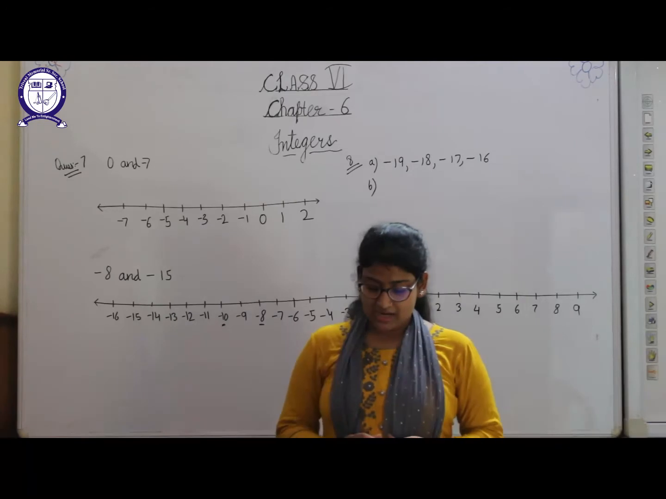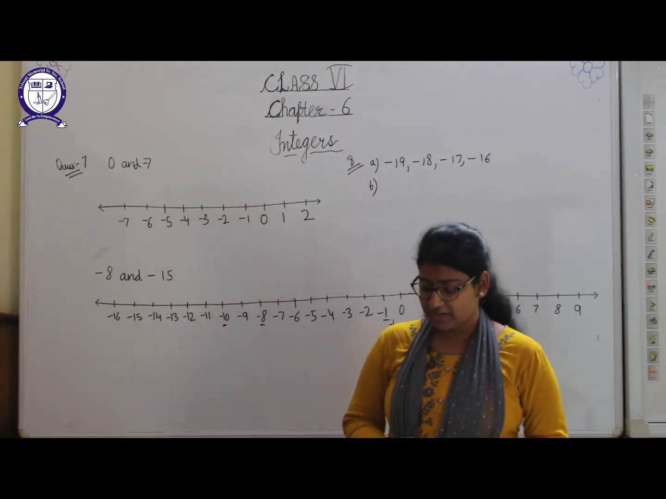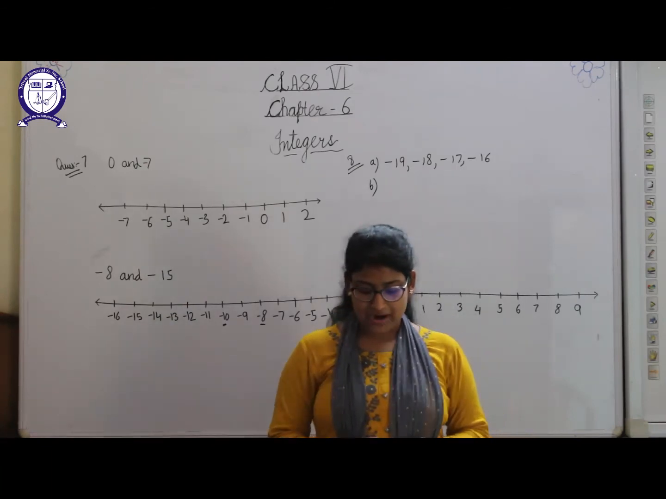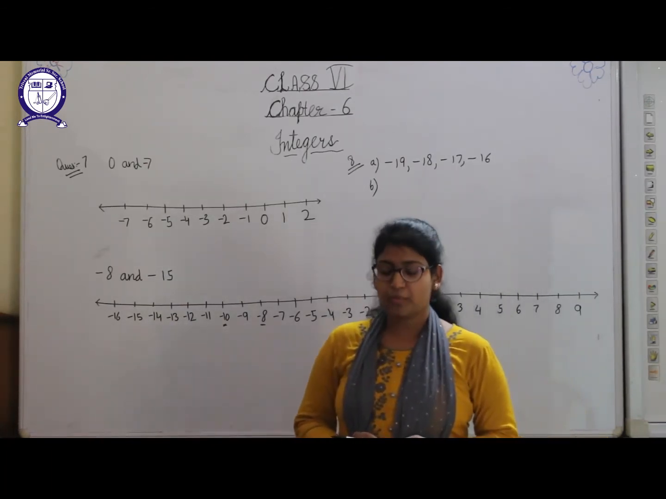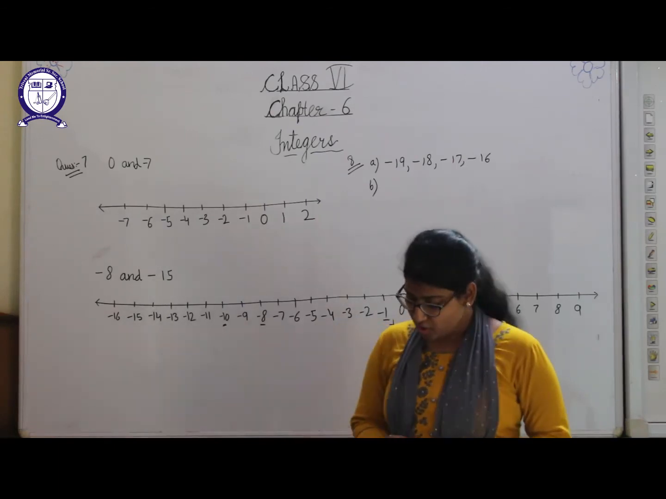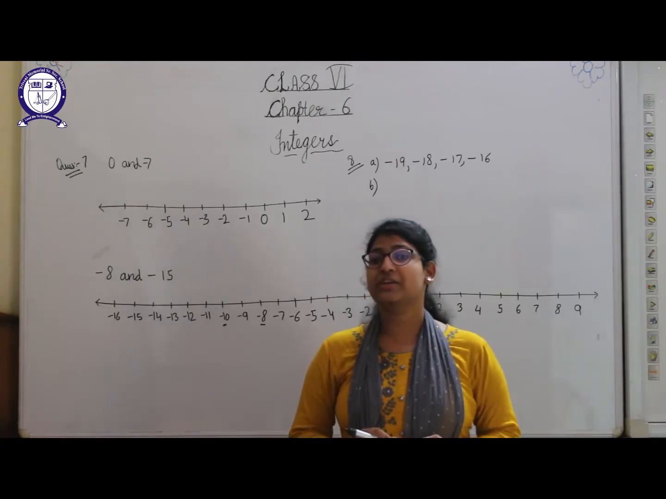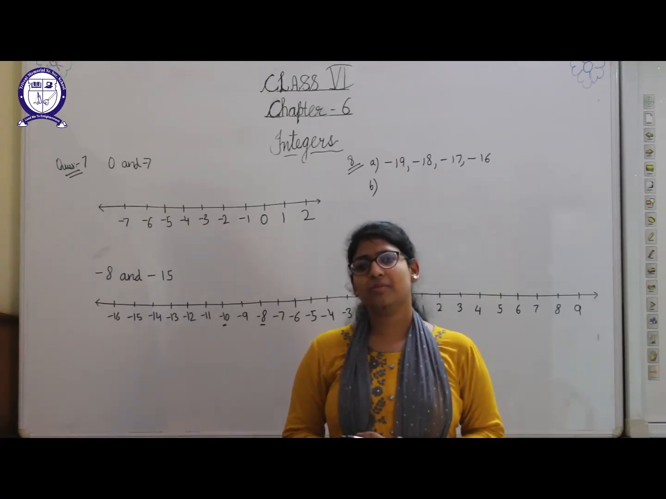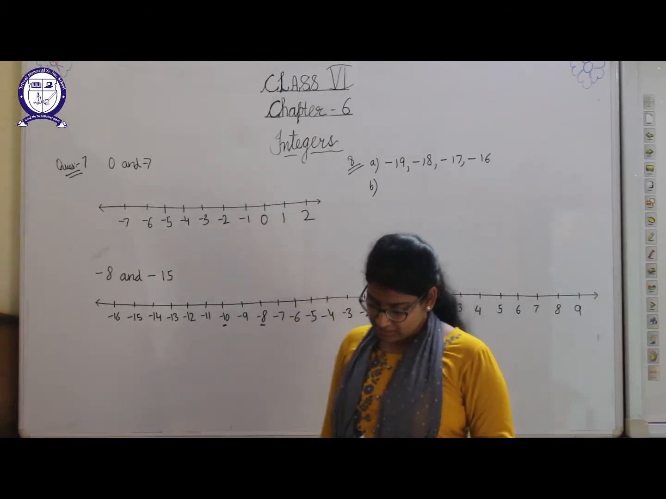Now students, our 7th question is, write all the integers between the given pairs. Here are certain parts given to you and in each part there are pairs of integers given to you. You have to write the integers between them and in increasing order. Increasing order means we have to come to the right side of the number line.